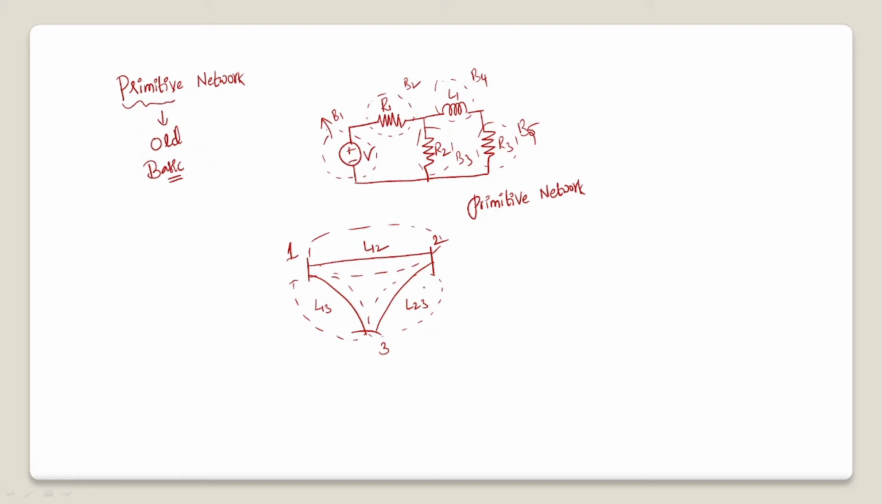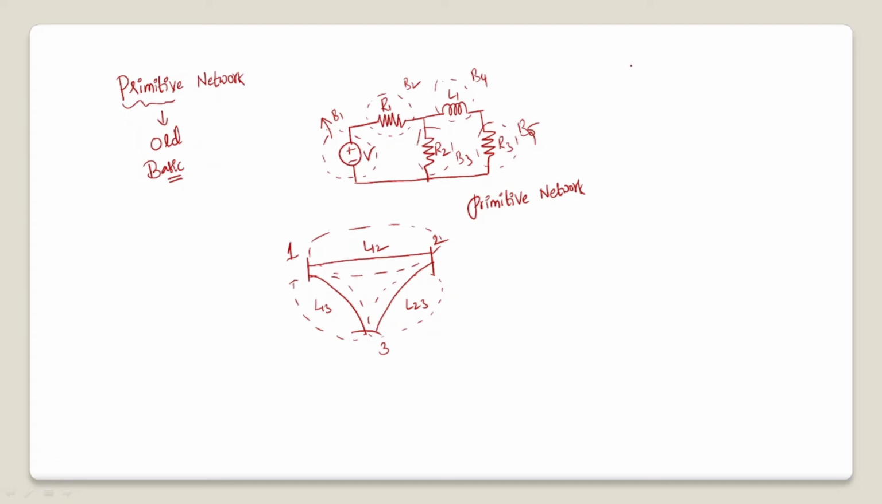So the meaning of primitive network is nothing but a basic network, and these networks are needed in order to form a complete circuit or complete system. We cannot leave out any one of these elements or branches. We need all the branches or all the elements in order to form a complete network. So this is about the primitive network.